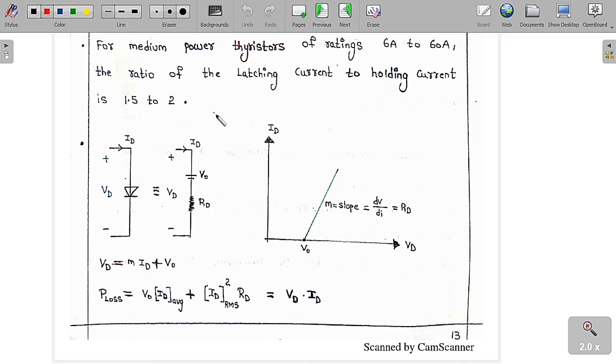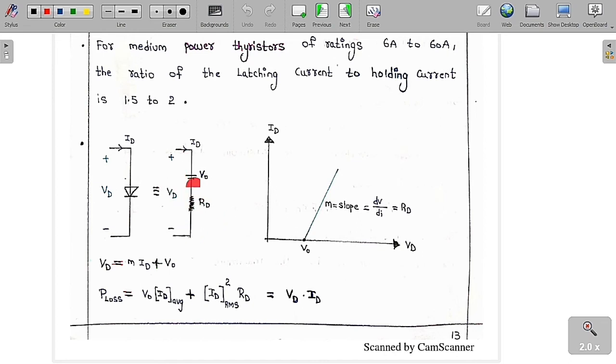So for thyristors of rating 6 ampere to 60 ampere, the latching current is nearly 1.5 to 2 times the holding current. Now this is basically a diode, with voltage VD and current ID. We can replace this diode with an equivalent circuit consisting of a source V0, called the cut-in voltage, and a resistor R0.